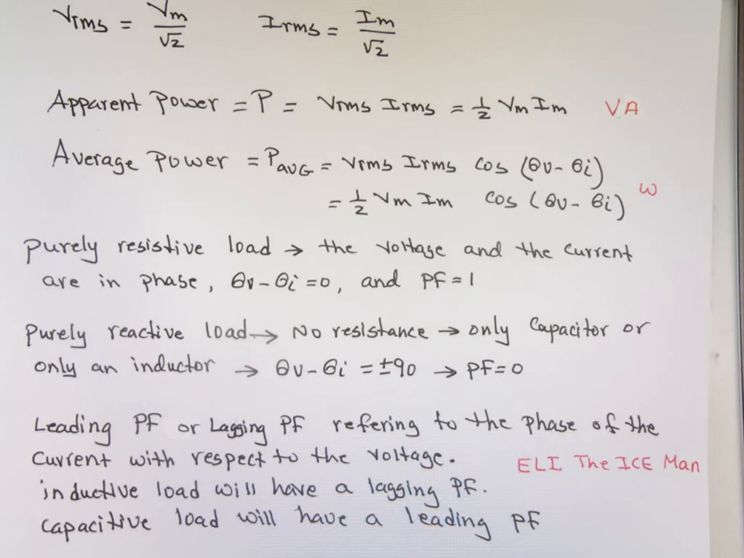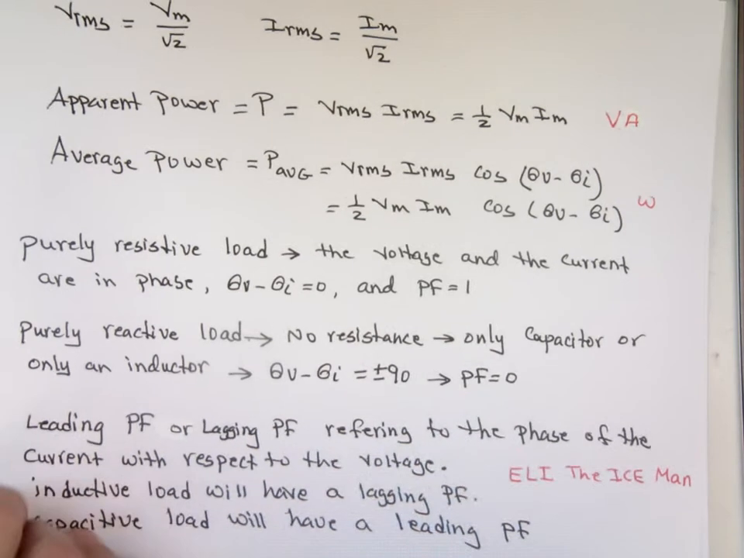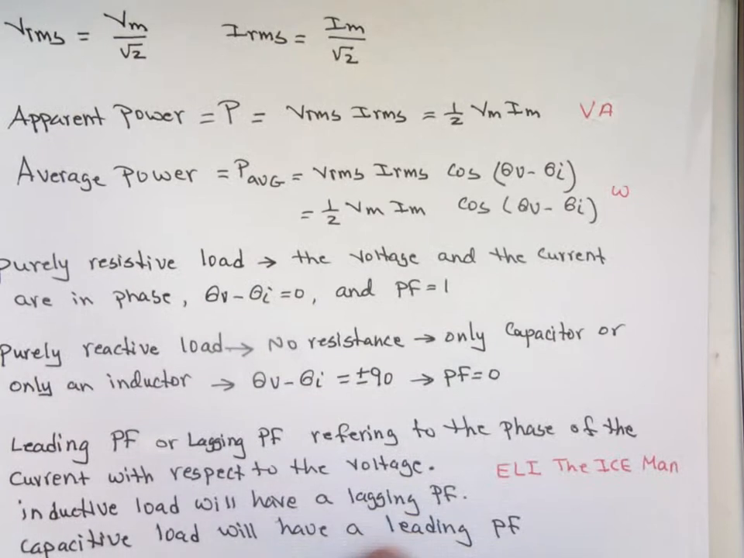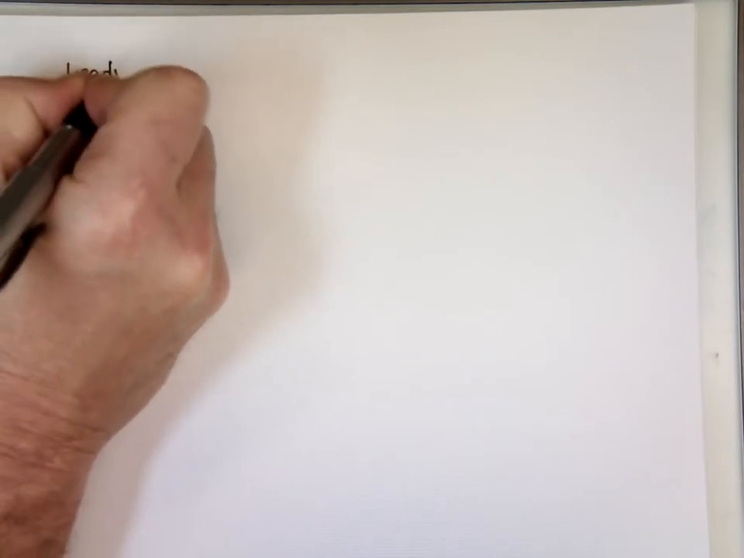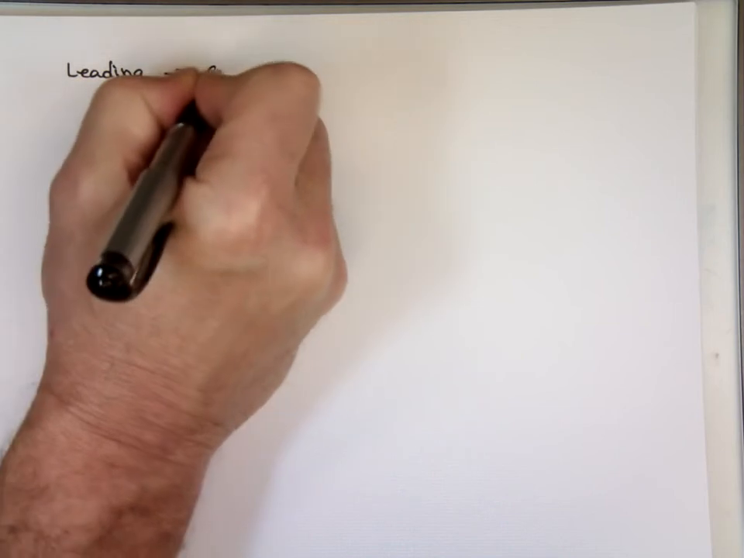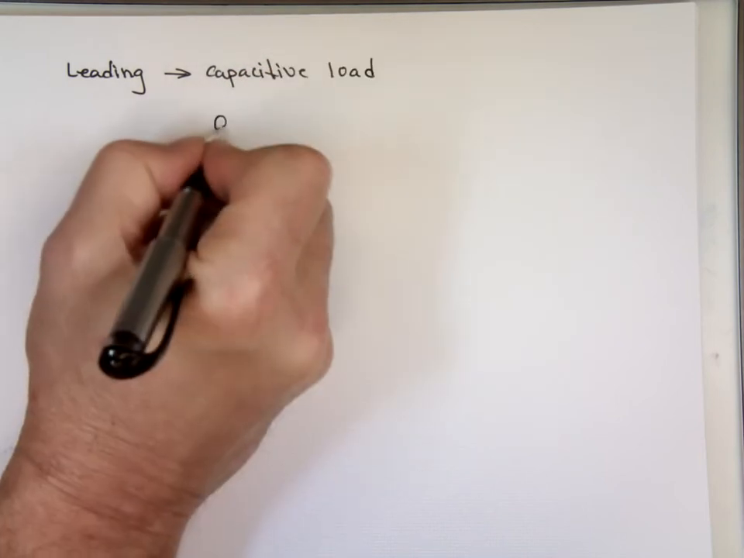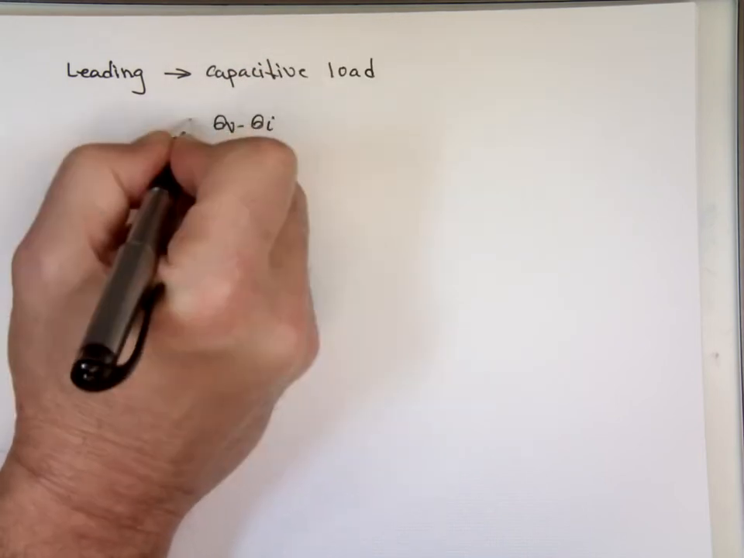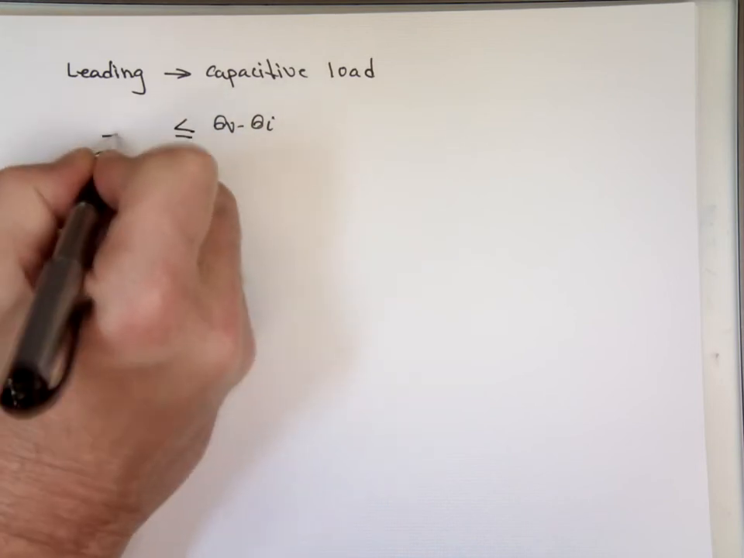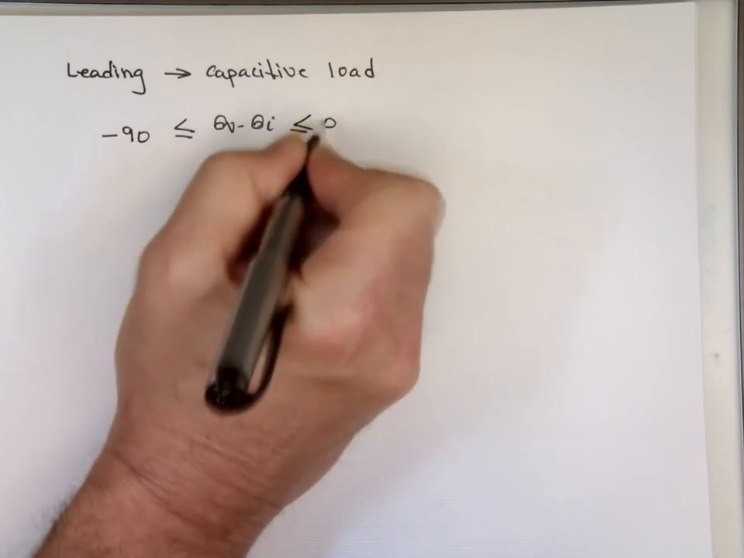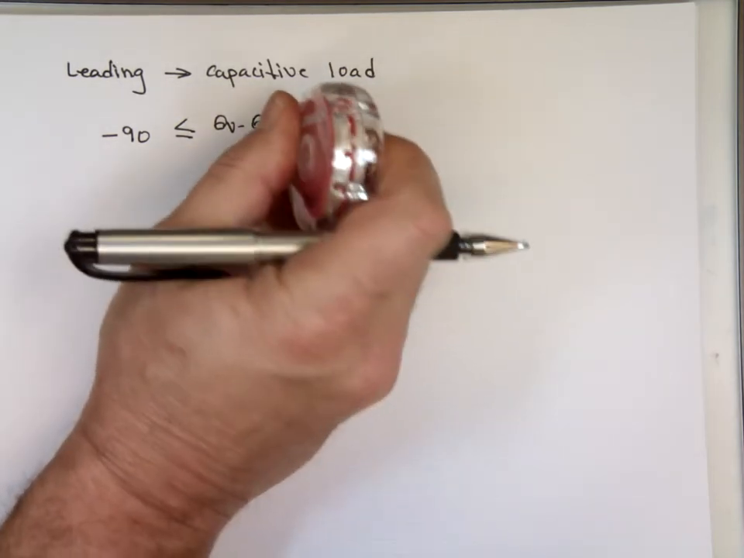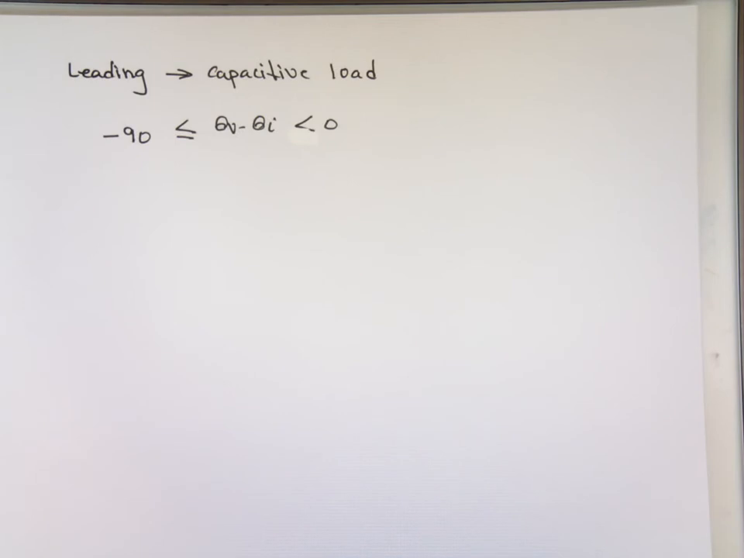What that means actually, when you start doing your homework, is the current is going to peak before the voltage. But in terms of calculation, if you have a leading power factor, which means what? Do you have a capacitor or an inductor? Capacitive, right? When you do theta V minus theta I, the value of that has to be a negative value between negative 90 and 0 degrees. It can't really equal 0 because if it's 0, there's no power factor.